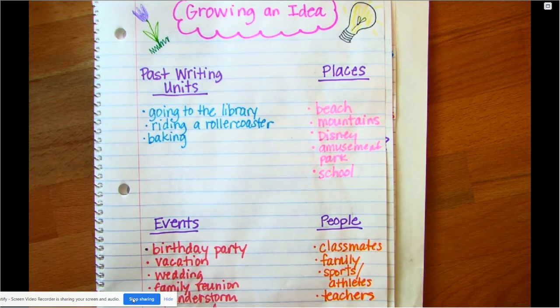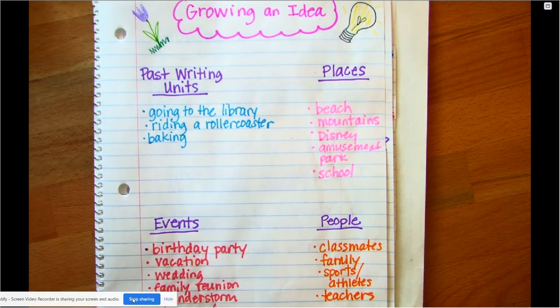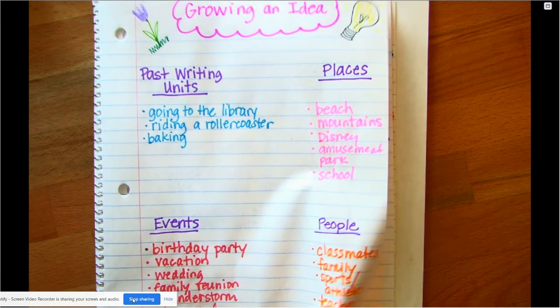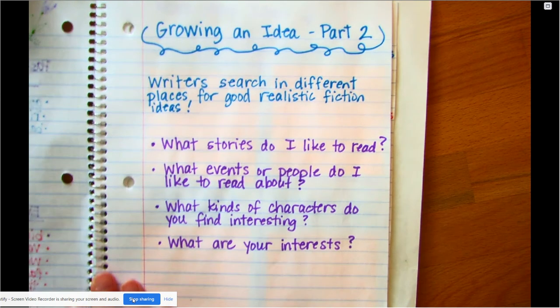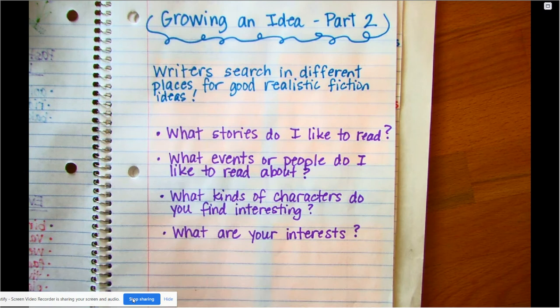We're going to think about what are some other ways that we can find good realistic fiction ideas. And writers quite often look to themselves to find answers and ideas. They have to search in lots of different places. So this isn't the only way to come up with some good ideas, right? So we're going to make another list today. Let's talk about how writers can find ideas, right? They, like I said, have to search for them in lots of different places.